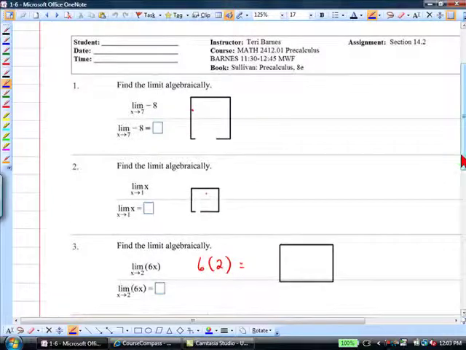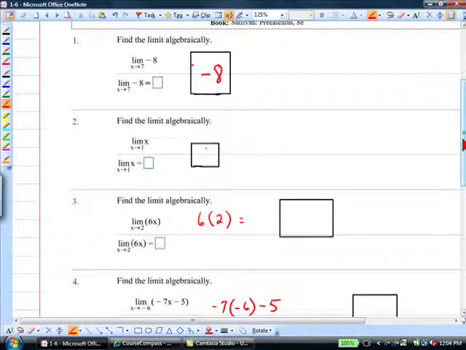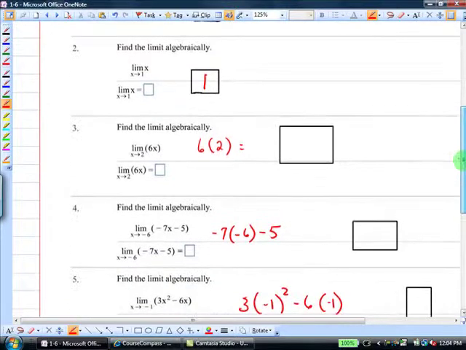All right, these are using the rules that we just had. All right, the limit as we approach 7 of -8. What's that going to be? -8. The limit of x as we approach 1. 1. The limit of 6x as you approach 2. You're just plugging in. So 6 times 2 is 12. Okay.